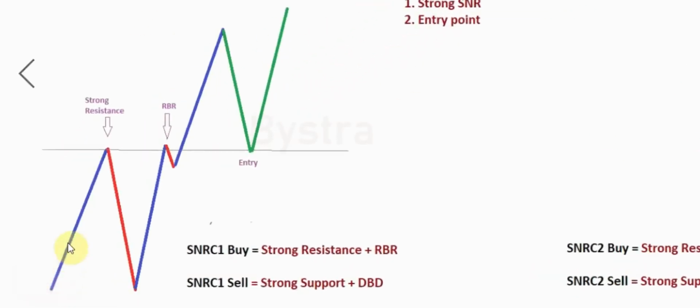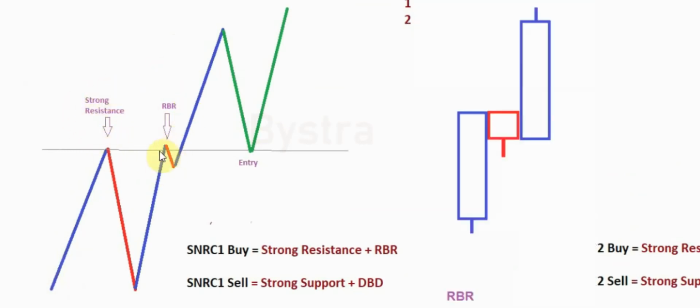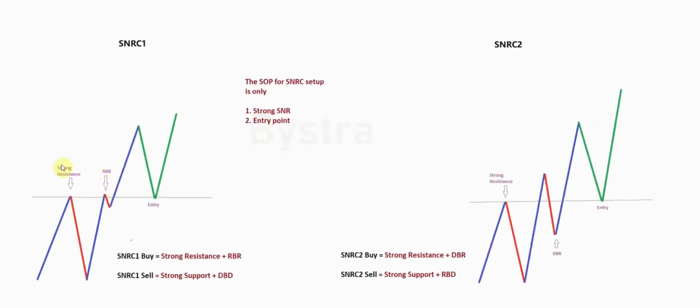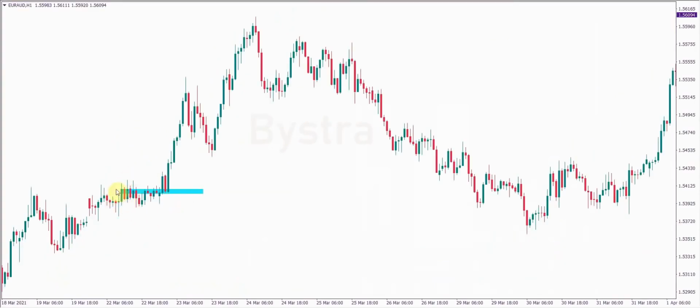Okay, the condition to enter the SNRC1 setup: it must have a strong resistance, and it must have a rally-base-rally. The rally-base-rally is the entry point, and the strong SNR is the strong resistance here. Look here, we have resistance and we have rally-base-rally. It looks perfect, but as you can see here, this is not a strong resistance. I want something like this, like a capital letter.